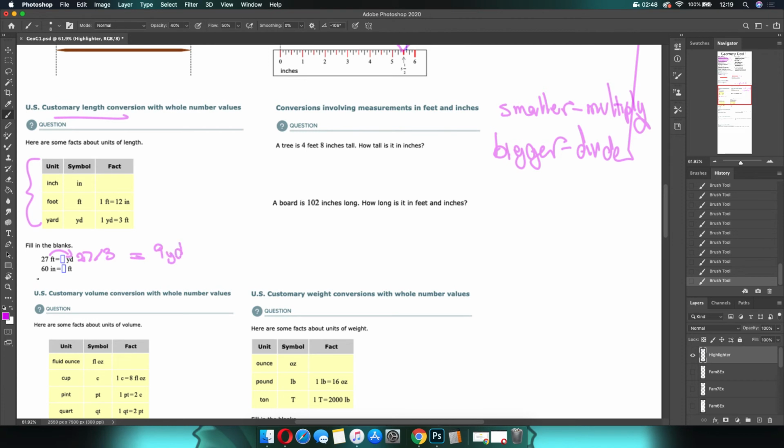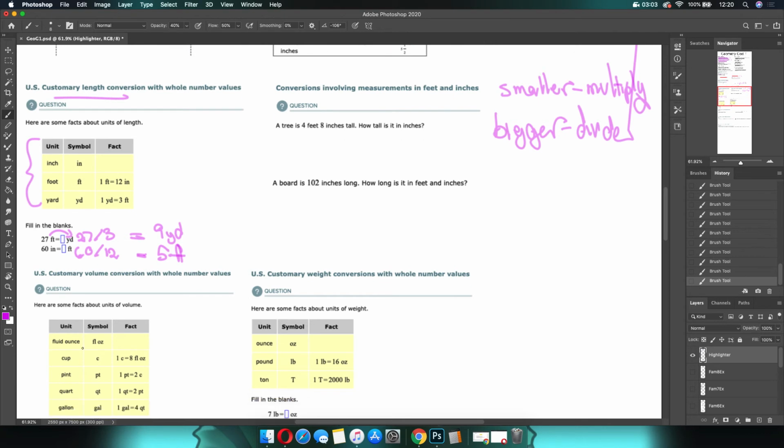All right. For 60 inches to feet, here we're going bigger again, so we're going to be dividing. So 60 divided by 12 equals 5 feet. That's all you're really doing for this.